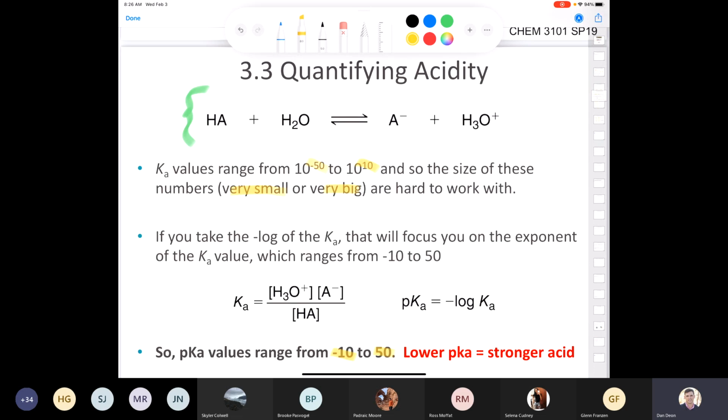Okay, so the bottom line is that the lower the pKa, the stronger the acid. So if you have an acid, let's say with a pKa of -9, it's going to be stronger than an acid with a pKa of 1, right? The lower the number, the stronger the acid. Repeat that: the lower the number, the stronger the acid.